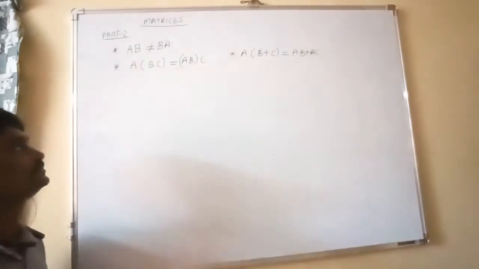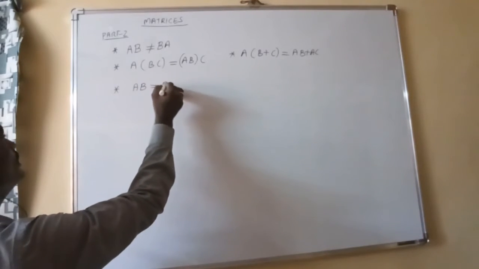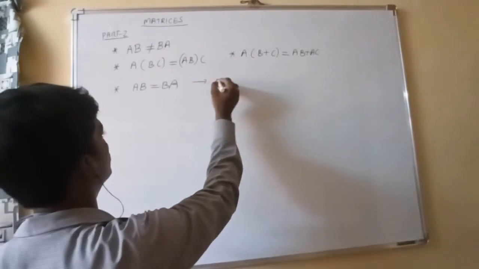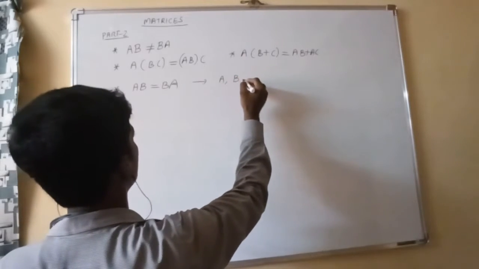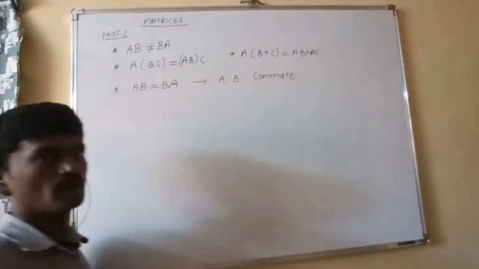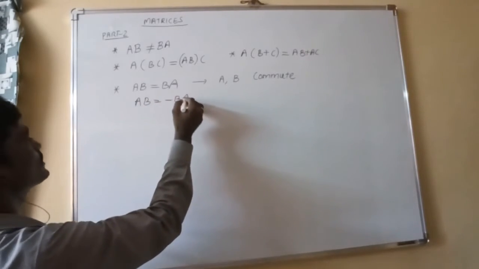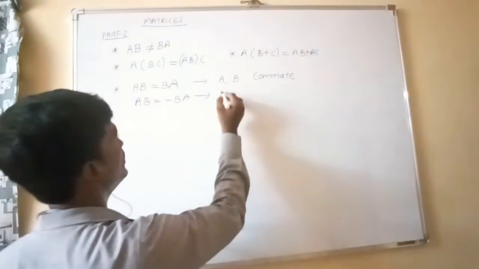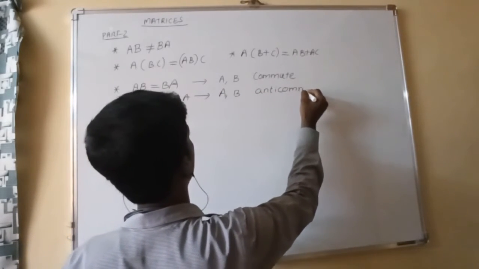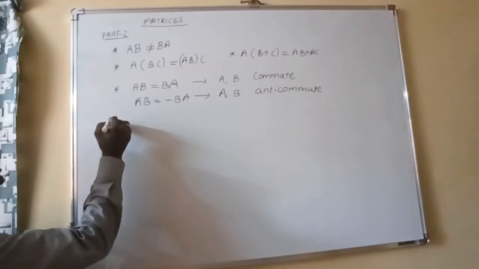Okay. But suppose AB is equal to BA, then we say that the matrices A and B commute. Suppose AB matrix is equal to minus BA matrix, then we say that the matrices A and B anti-commute. Okay, and remember this important point.